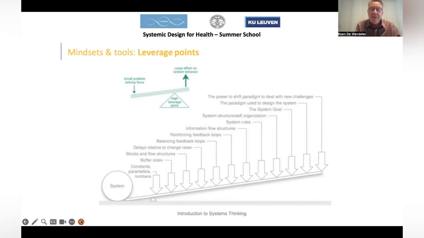We also may work on the balancing feedback loops or on the reinforcing feedback loops, but that will have less leverage. System structure or self-organization might be another way that we find through our mapping, that we find possible to change the system, and that will also have a larger effect.